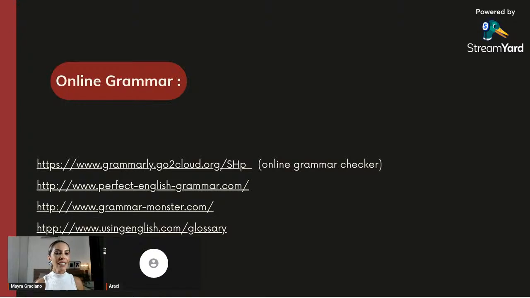And then I suggested here three websites: Perfect English Grammar, Grammar Monster, and usingenglish.com. All these three websites have loads of content to study grammar in context. You can find pieces of grammar, material that makes grammar really relevant in your studies. So this is what I would like to show you this evening, just a short lesson about how to study grammar.